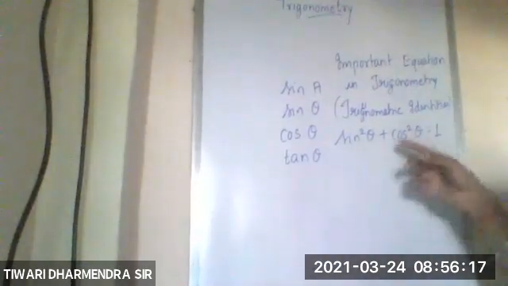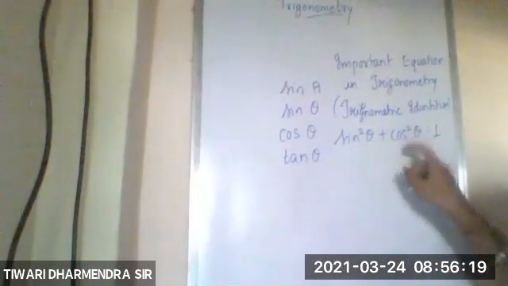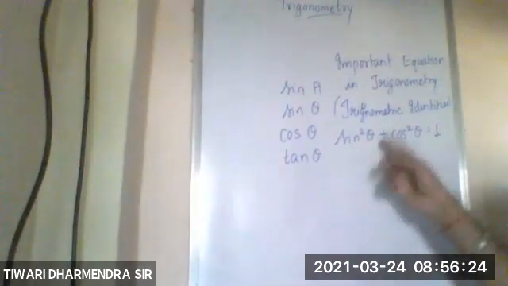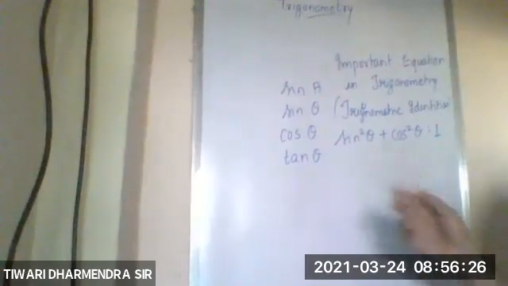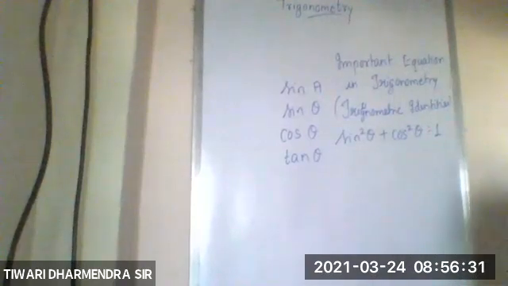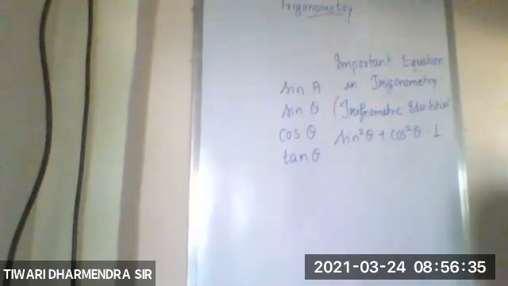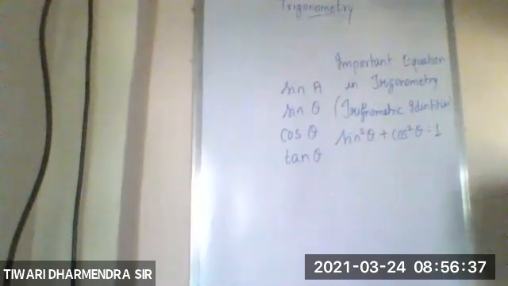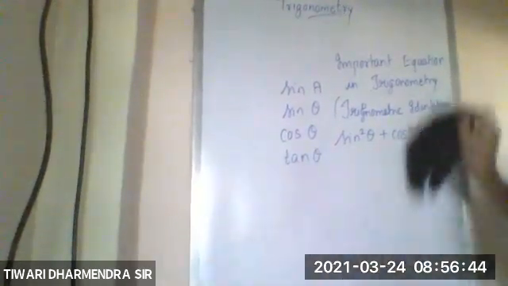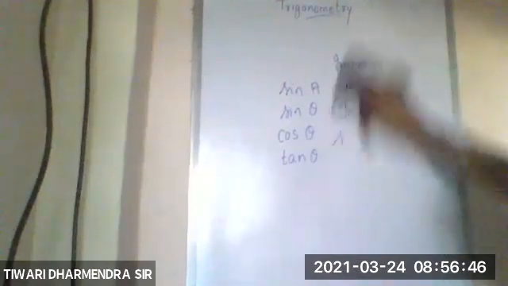And after understanding this, we will proceed to our practice set 8.2. This is very important. From this, we can derive the other two identities, that is 1 plus tan square is equal to sec square, and after that 1 plus cot square is equal to cosec square. But first we will understand how we get sine square plus cos square theta is equal to 1. Very important equation.